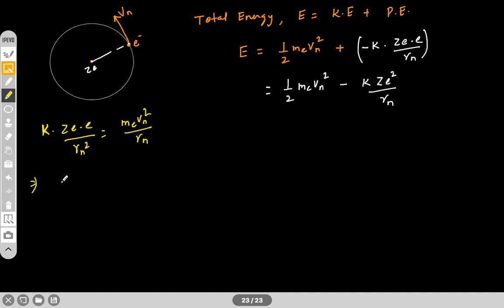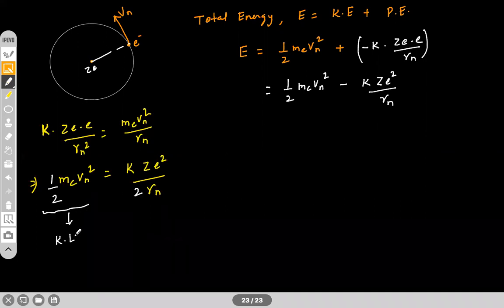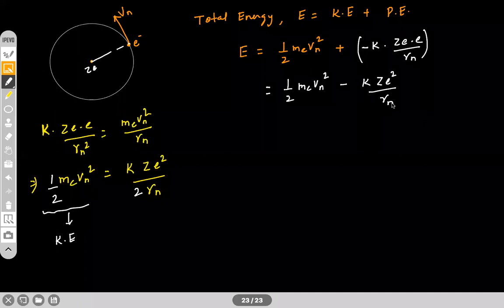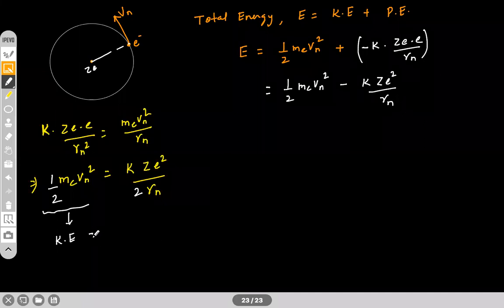So when you solve this, you will get MeVn square is equal to K Ze square by Rn. This is equation one that I have written already. Now, if I multiply half over here and half over here, this becomes the kinetic energy. And when you compare the kinetic energy and the potential energy terms, the kinetic energy is minus half of the potential energy. If you compare this term and this term, it's minus half of potential energy. Yes or no?